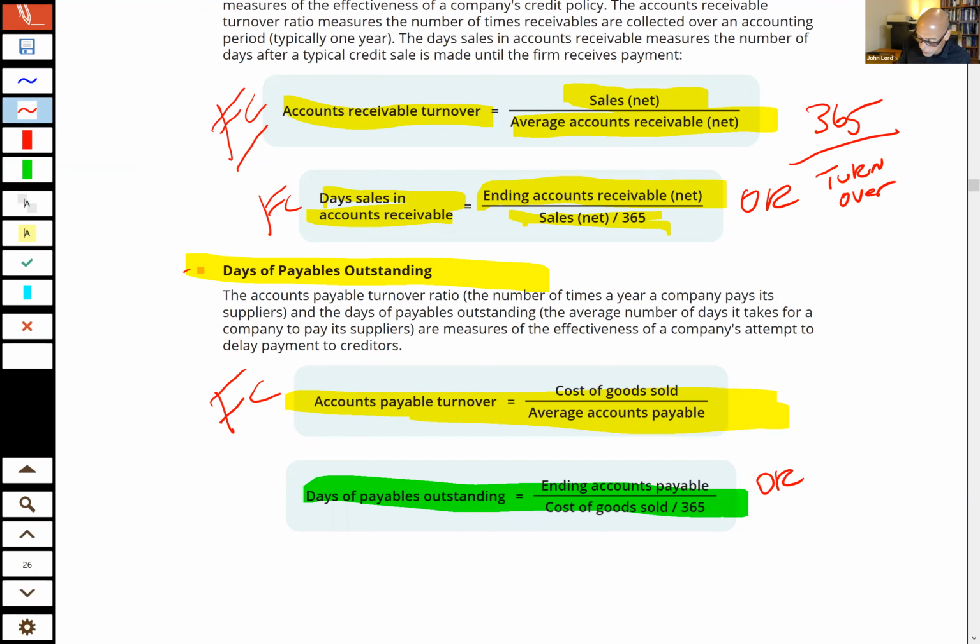Or again, the turnover divided into the 365-day year. You could get there as well for that one. Okay.